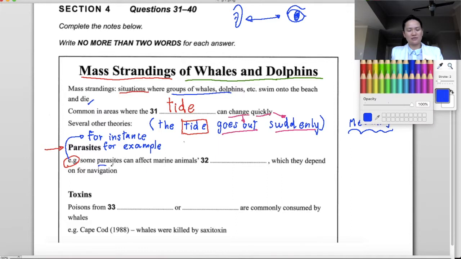Some parasites, ปรสิต, can affect marine animals. This one could be organ or their ability, which depends on navigator. Okay, let's go.